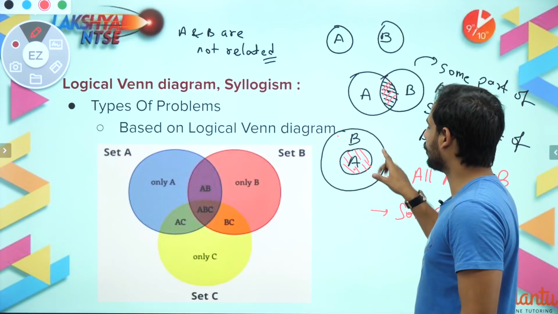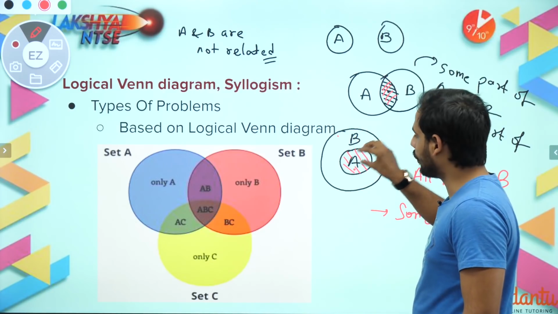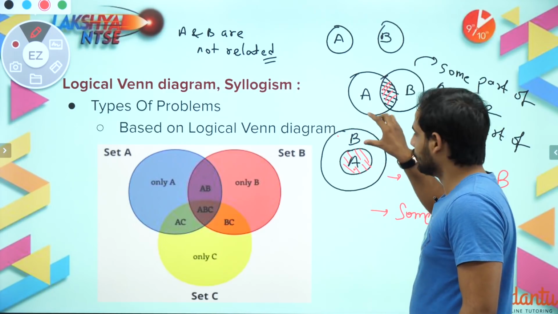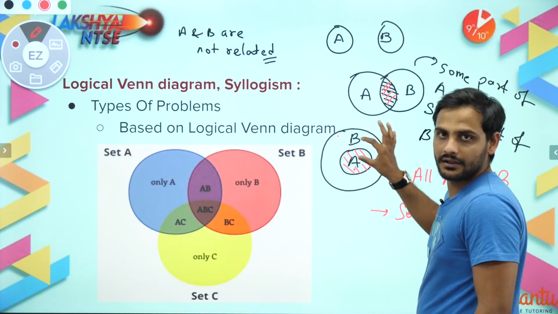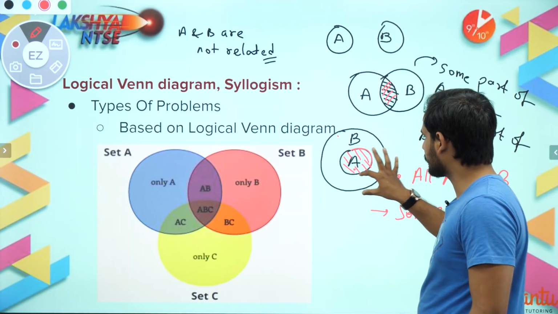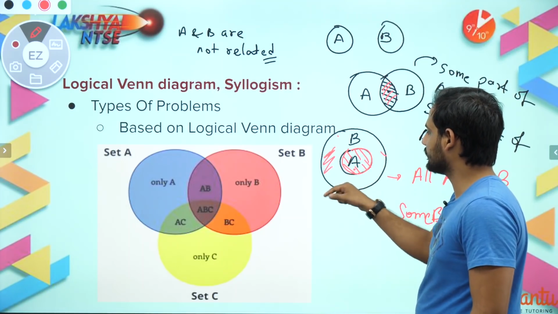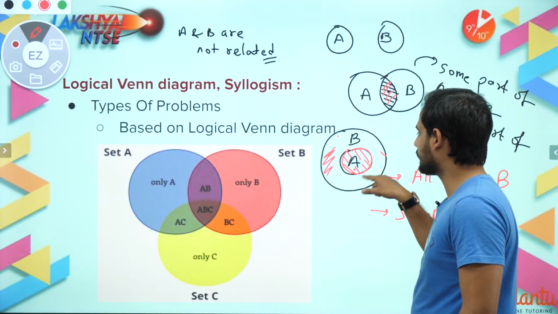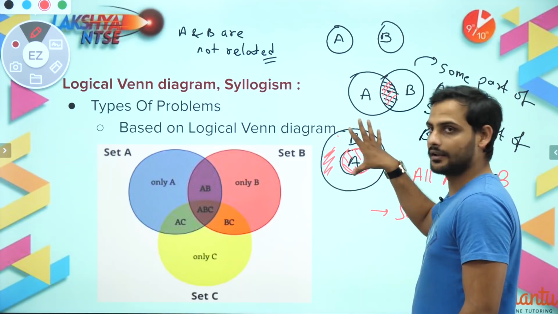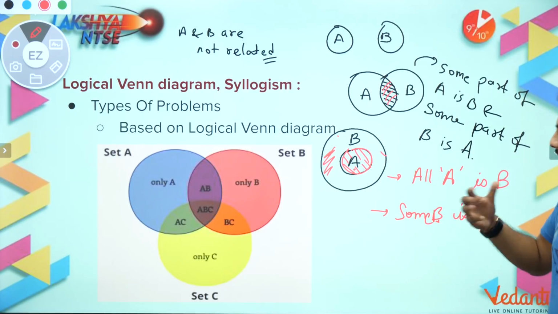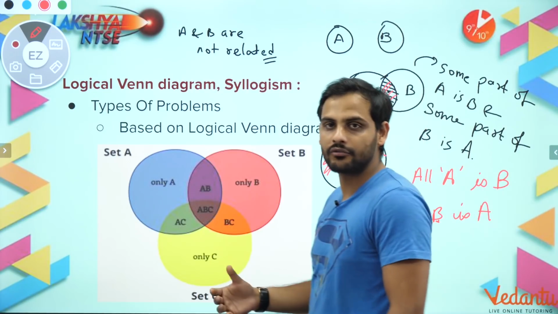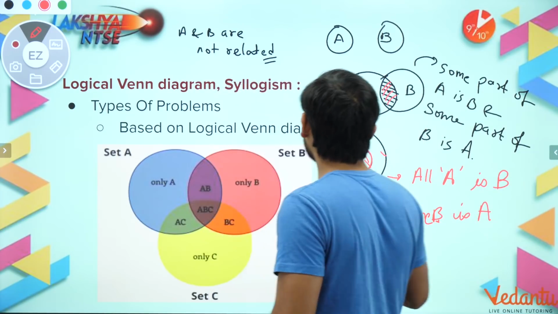Here you can see that the whole A is inside B. So all A is B. But only some part of B is A, because only this part of B is A. This part will not be considered as A. So only some part of B is A but all A is B. So you just have to look at the overlapped area. Now let me give you an example.